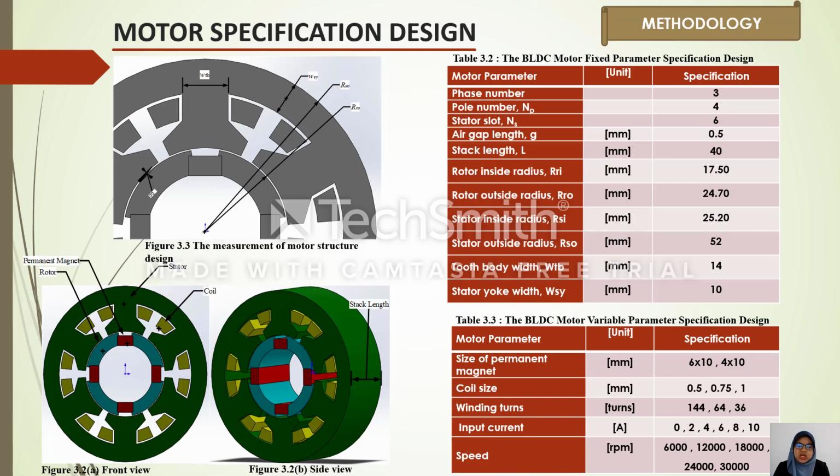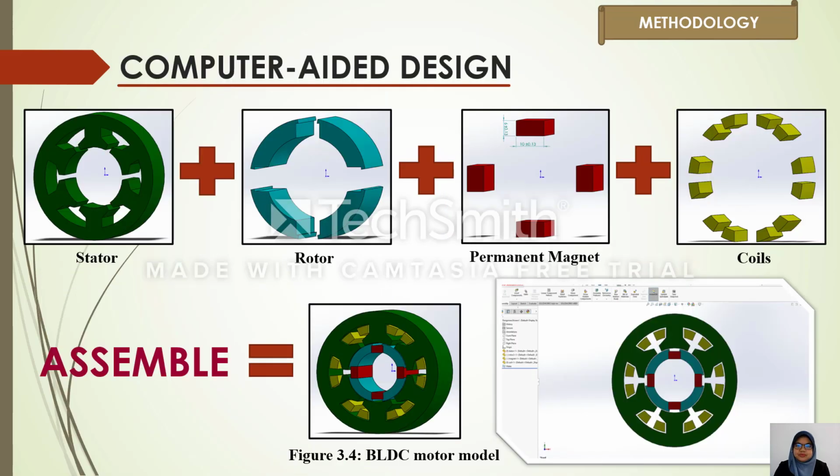Figure 3.2a shows the front view of the motor design. Figure 3.2b shows the side view of the motor design. Table 3.2 shows the BLDC motor fixed parameters with specification design, while Table 3.3 shows the BLDC motor variable parameter specification design. Computer-aided design is used to design every single part of the motor structure, such as stator, rotor, permanent magnet, and coil, before being assembled as a motor geometry.